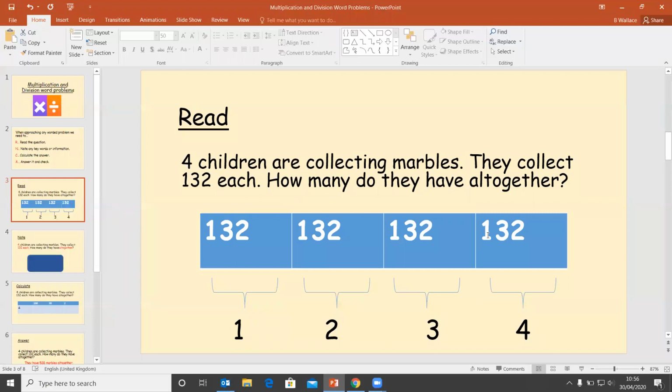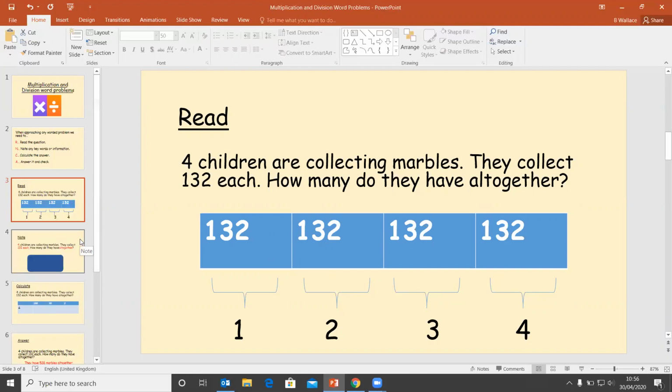So I've got a question here. The first thing I need to do is read it. Okay, so 4 children are collecting marbles. They collect 132 each. How many do they have altogether? So I've drawn a bar model here just to help. Okay, so each child, 1, 2, 3, 4, has 132 marbles each.